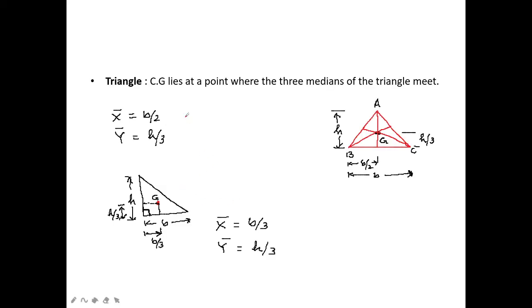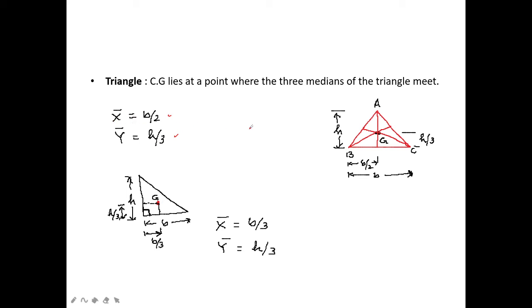Now in case of a triangle, CG lies at a point where the three medians of the triangle meet. The figure shows these are the three medians which intersect at this point. So this is the CG which is denoted by G. Now this point is at a distance h upon 3 from the base BC and is at a distance b upon 2 from point B. So x bar is b upon 2 and y bar is h upon 3.